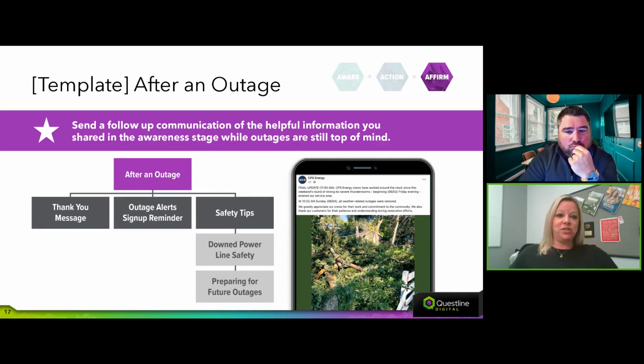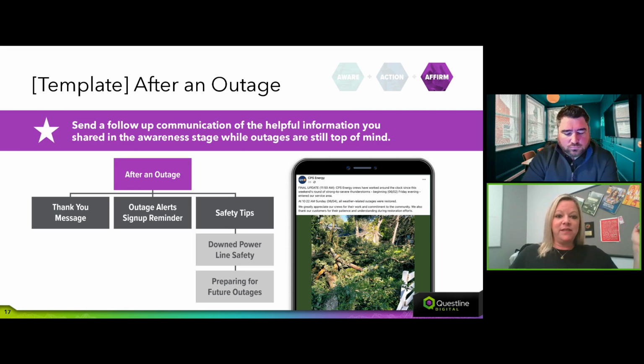So similar to aware and action, in the Affirm stage, we have the same type of journey. These types of messages include thank you messages, thank you for your patience, thank you for being a customer, etc. Outage alerts, sign up reminders. As I just mentioned, they're more likely to sign up at that time than they are in blue sky.